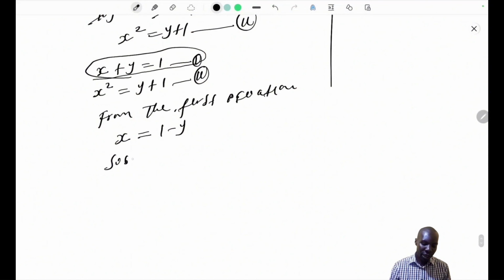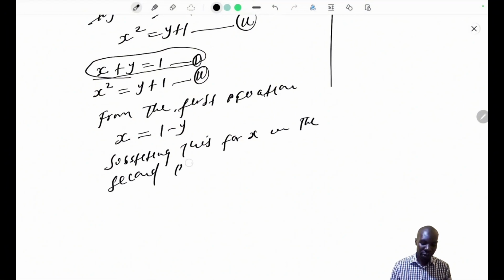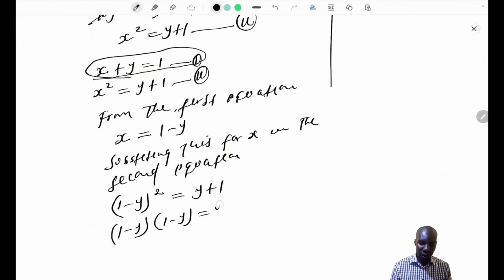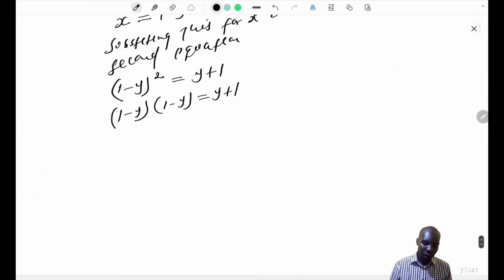Then substituting this for x in the second equation, so where there is x, we replace with 1 minus y. So x squared for the second equation, we'll have 1 minus y squared should be equal to y plus 1. Why are we substituting? So that we remain with one unknown. So we'll have 1 minus y in bracket, 1 minus y should be equal to y plus 1. So we'll have 1 minus y plus y squared is equal to y plus 1. So 1 minus 2y plus y squared is equal to y plus 1.